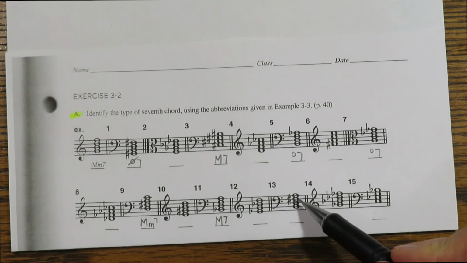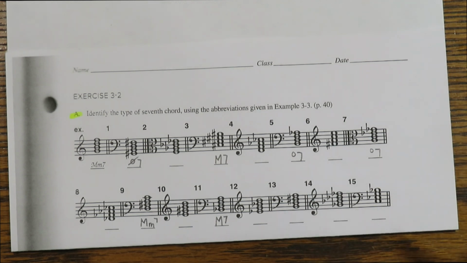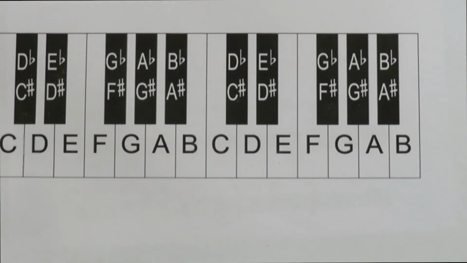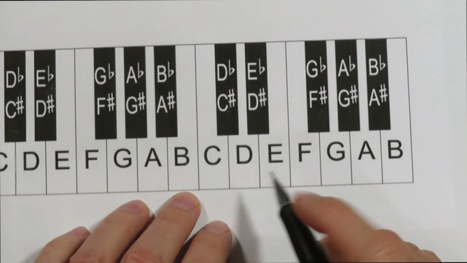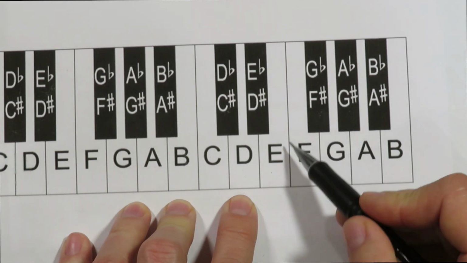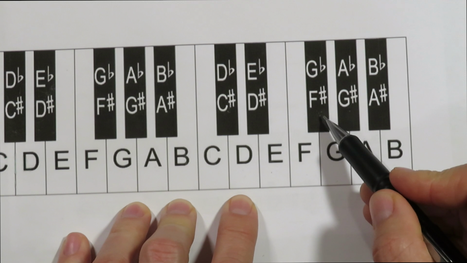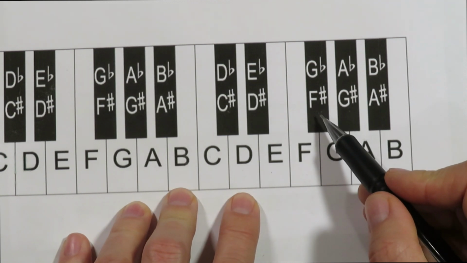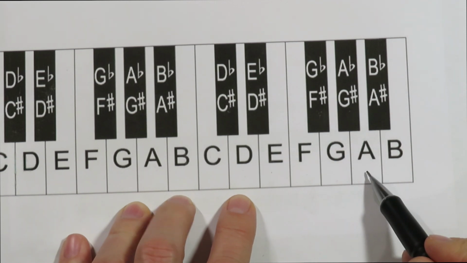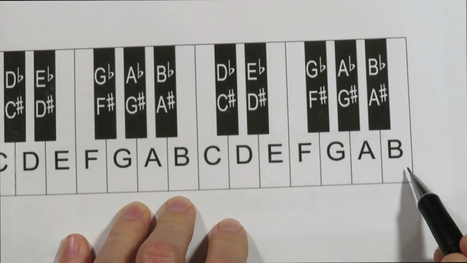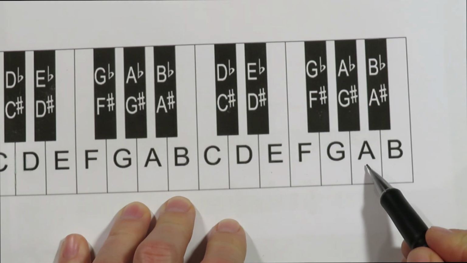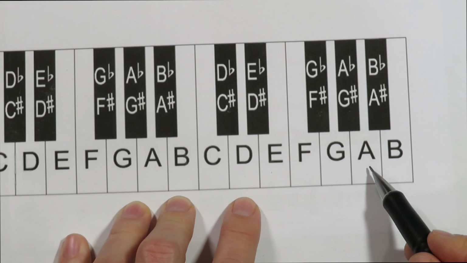B, D, F sharp, A. So, B to D, 1, 2, 3 half steps, minor third. D to F sharp, 2 whole steps, major third. B, D, F sharp is a minor triad. Now we're going to the A, B to A. Here's your octave, major 7th, minor 7th. So we have a minor triad and a minor 7th.